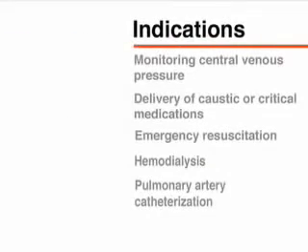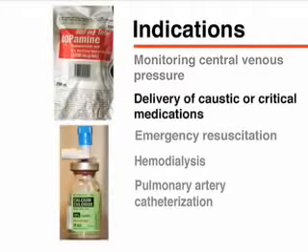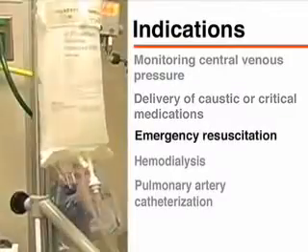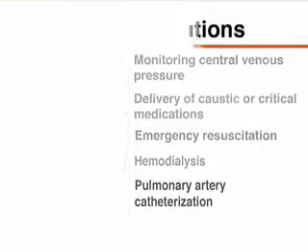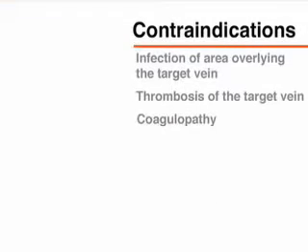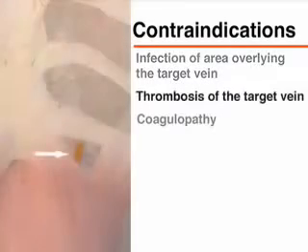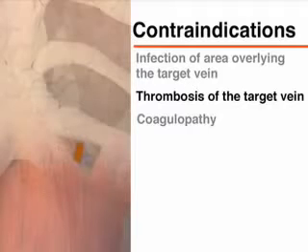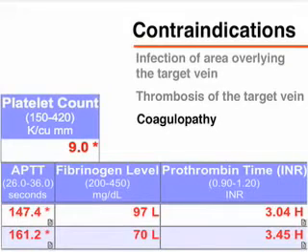The placement of a central venous line is indicated for the continuous monitoring of central venous pressure, the delivery of critical or caustic medications, for emergency resuscitation, hemodialysis, and pulmonary artery catheterization. General contraindications for the placement of a central venous line include infection of the area overlying the target vein and thrombosis of the target vein. Site-specific and relative contraindications include coagulopathy. Although this is not an absolute contraindication, extreme care must be exercised in patients with coagulopathy and in other patients for whom complications would be life-threatening.